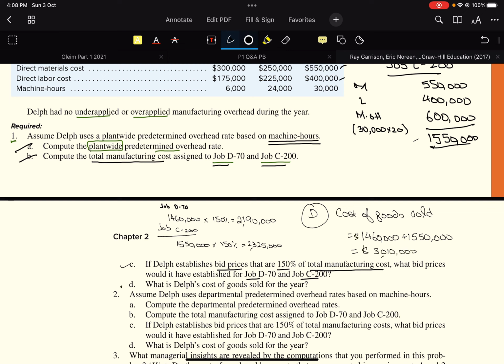So this is your part number D, the cost of goods sold. Now moving on, we have part 2 of this as well.